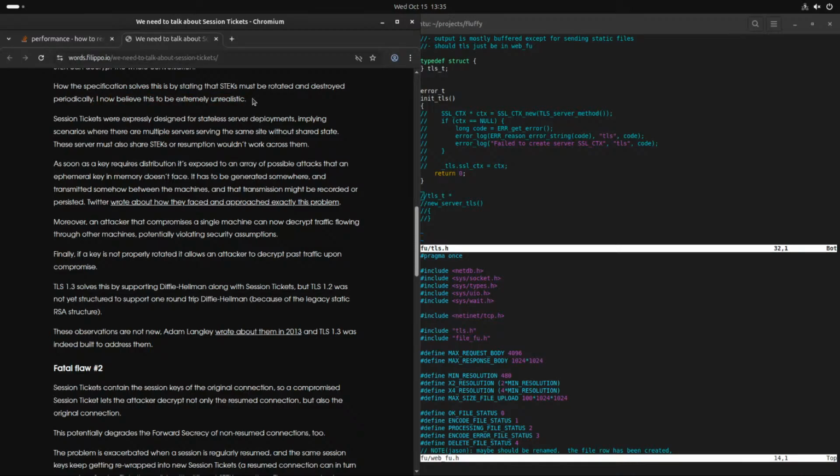Yeah, that's probably right. Rotating keys in most cases is terrible. I mean, in practice.